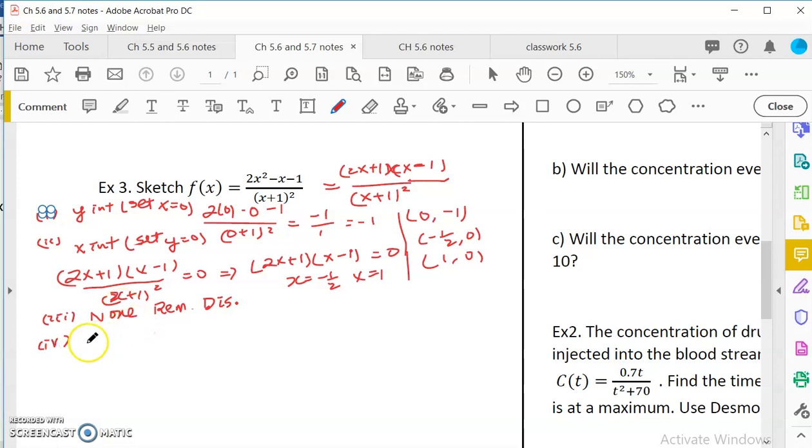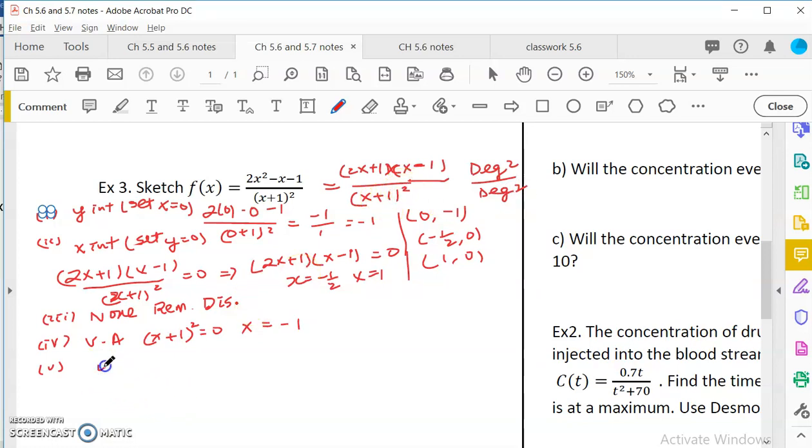Number 4, vertical asymptote. Because I didn't cancel anything, the vertical asymptote comes from x plus 1 squared equal to 0, actually the whole denominator. But that means just x equal to negative 1, just one thing. And then for the horizontal asymptote, the numerator is degree 2. The denominator is also degree 2, because x plus 1 squared is degree 2 when expanded.